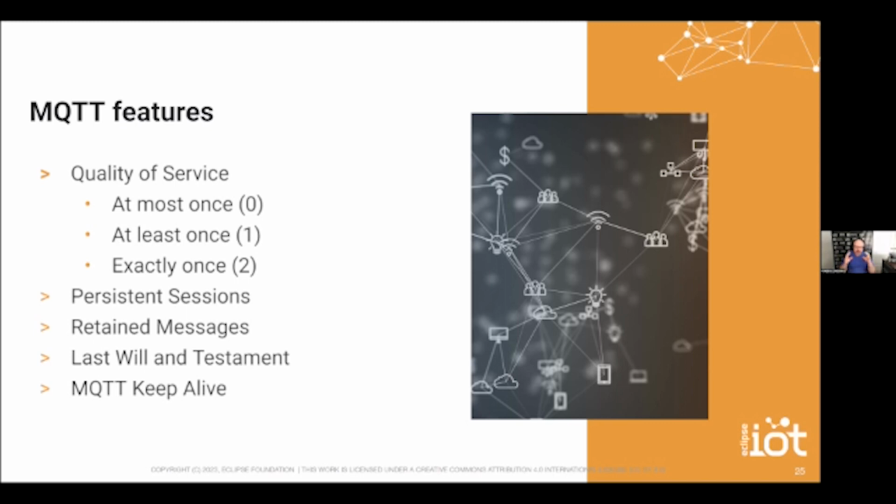MQTT also has a feature called last will and testament. So if you want a device to send a message as it's getting disconnected from a network, one last message to signify to other nodes, for example, that it is getting offline, then you can do that very, very easily.